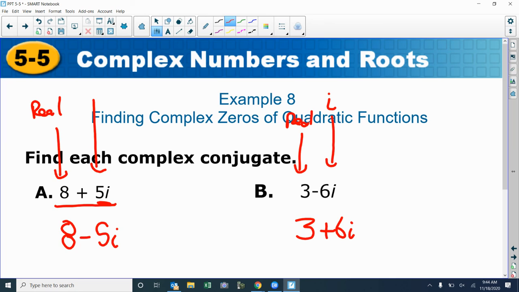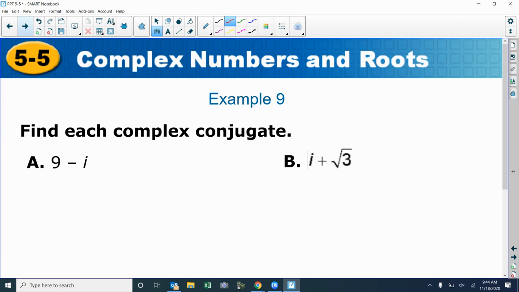Let's try another set. We all should be able to shout it out. What's it going to be? 9 plus i. I'm throwing you a curveball here. Because the real part's not first. So before you tell me the conjugate, let's put the square root of 3 first, since the square root of 3 is the real part. So we're going to rewrite this.